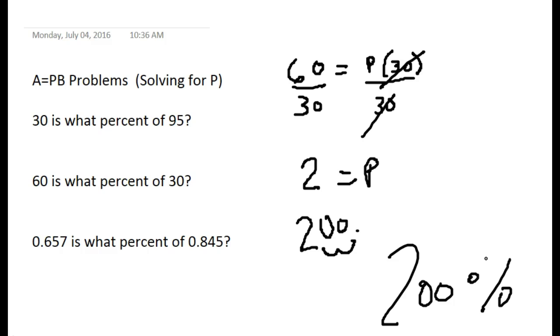Some people get confused and say, well, that's 50%. No, 60 is what percent of 30? 60 is 200% of 30. Now, if they said 30 is what percent of 60, that would, of course, be 50%. Let's look at this last one.